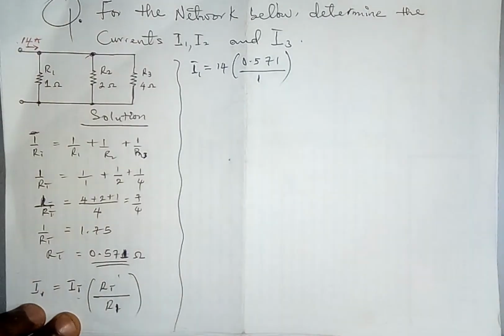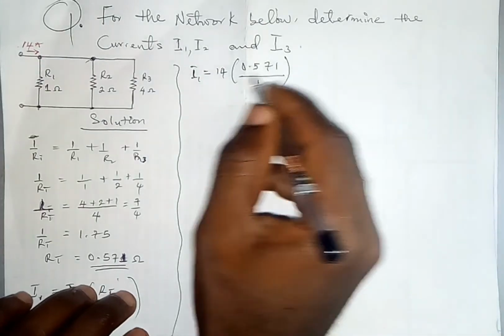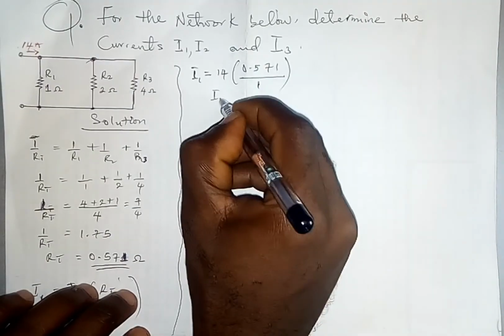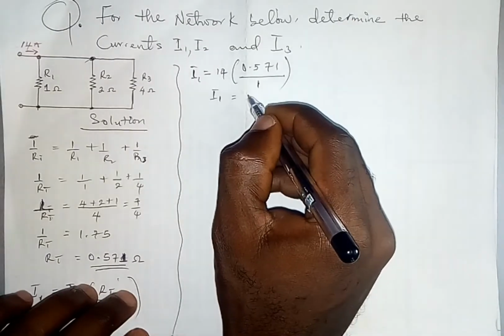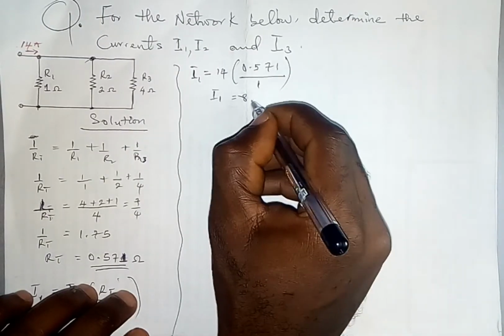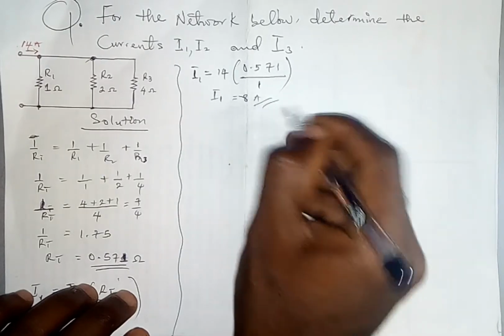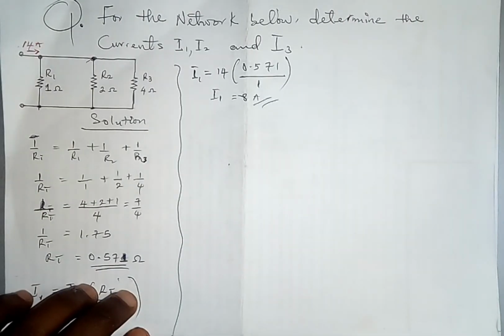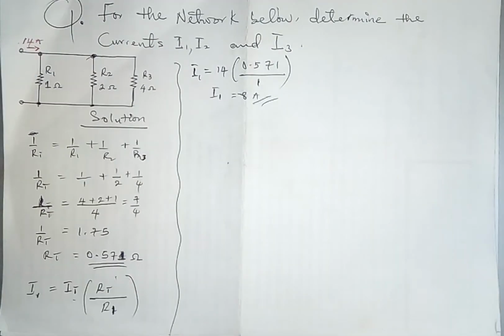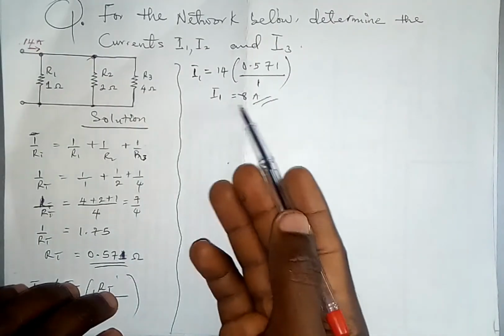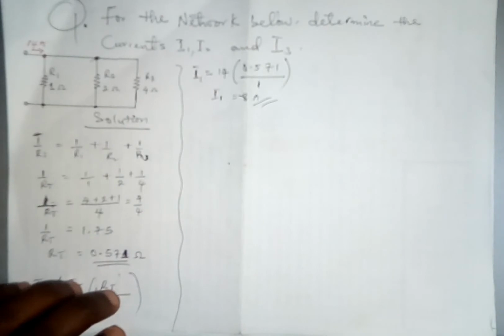So if we punch our calculator, we should have I1, which is the current that flows through this first resistor, to be approximately 8 ampere. My calculator was giving me 7.99, which is approximately 8 ampere.